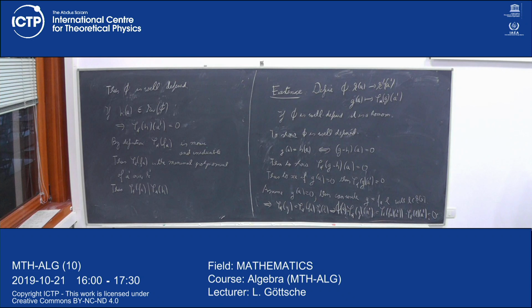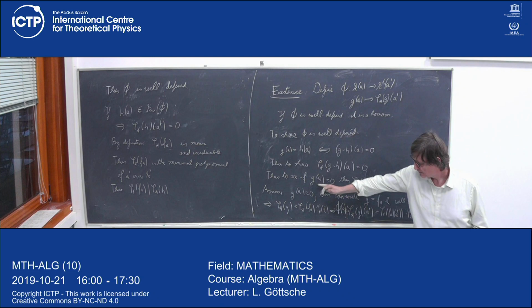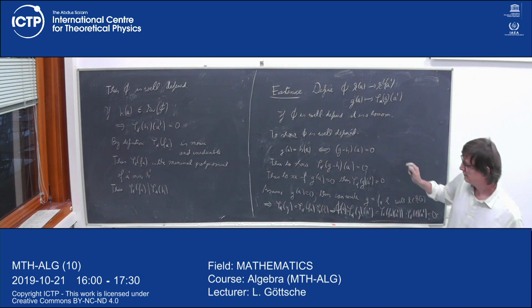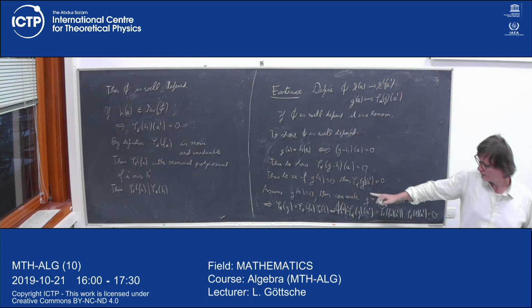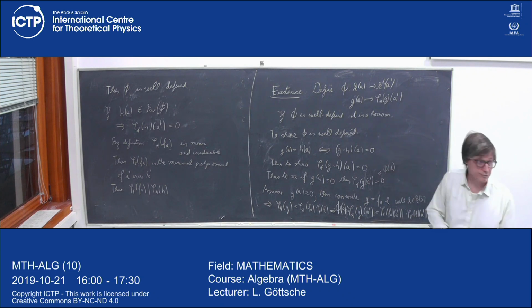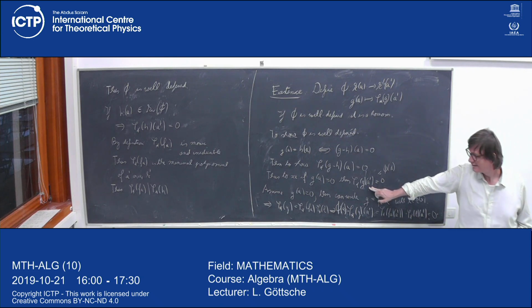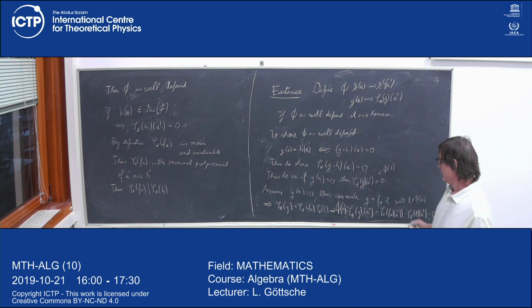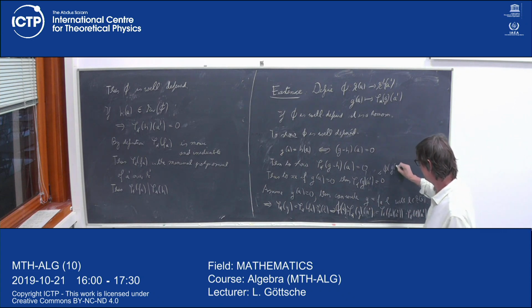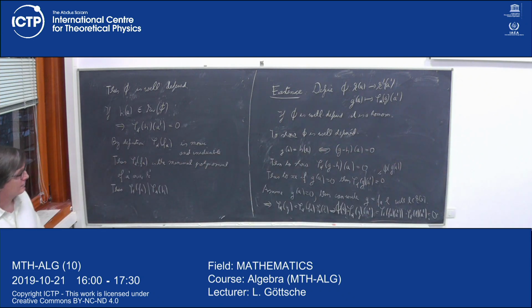We have a homomorphism. We want to see that if g of a is equal to 0, then phi of g of a, which is phi star of g of a prime, is also equal to 0. But I forgot to write the a prime. Phi of g of a. Yeah, okay.